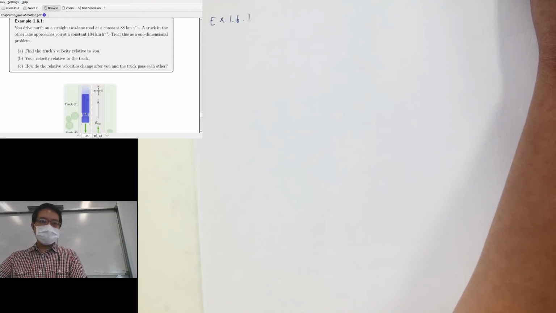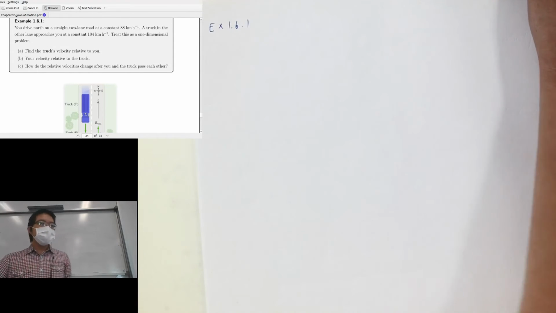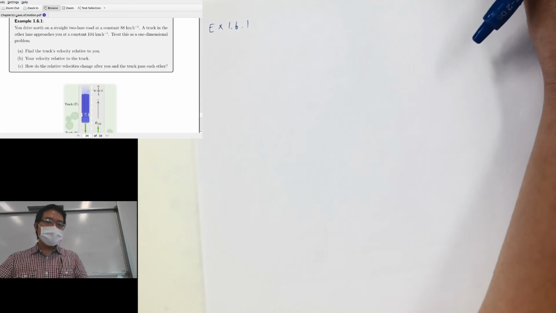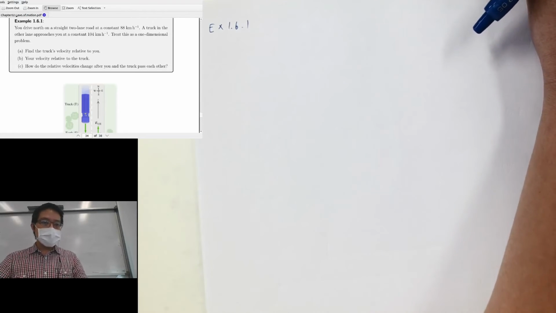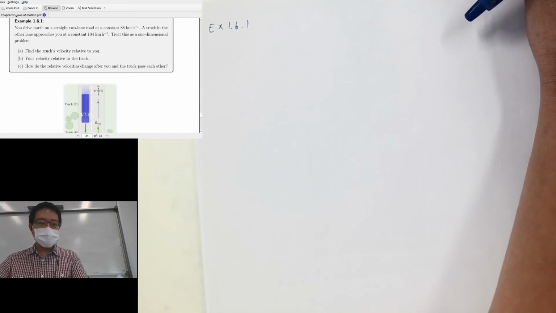So let's solve this question. You can read from here. I hope it's not too small. This example is about a car driving north. You are driving north on a road at a constant 88 kilometers per hour. The truck on the other lane approaches you at 104 kilometers per hour. So we can treat this as a one-dimensional problem. Then we just need to calculate the truck's velocity relative to you, your velocity relative to the truck, and whether they change after you pass each other.